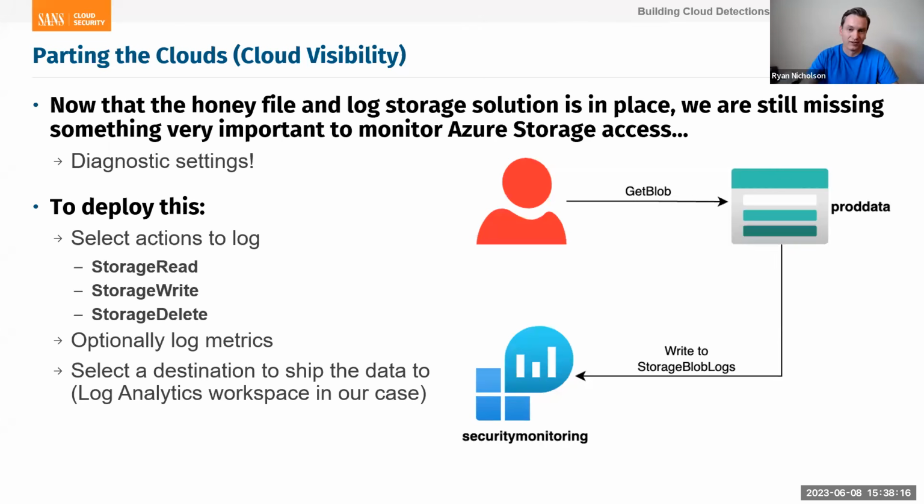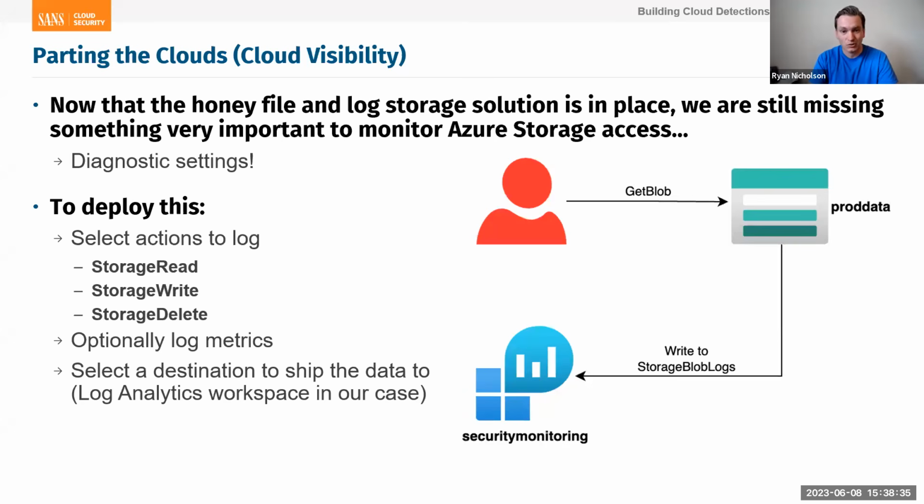So let's say I place a file inside of a storage account and I access that file. Unfortunately, you don't have that visibility by default. We have to make changes to our Azure account to be able to gain that visibility. Because at the end of the day, that's what we're trying to detect. We're trying to detect somebody accessing a sensitive file that they shouldn't be accessing, okay?